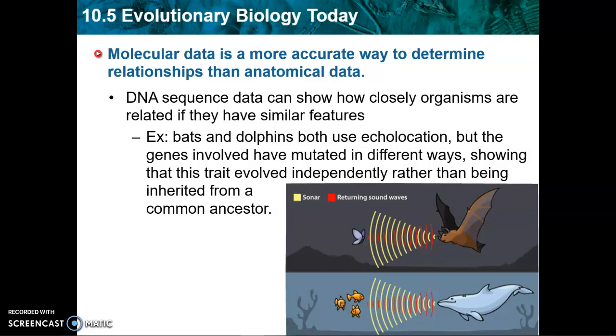A good example of this would be if we compare bats and dolphins. They both use echolocation to find their food, but the genes that are involved in echolocation in the bat are very different from the genes that are involved in the echolocation of the dolphin. So that would suggest that echolocation as a trait has evolved independently in two different lines of descent from different ancestors. And we know that because we've studied the DNA sequence of the genes involved in echolocation for both of these types of organisms, and we see that they are mutated in different ways, and so they aren't particularly related to each other.